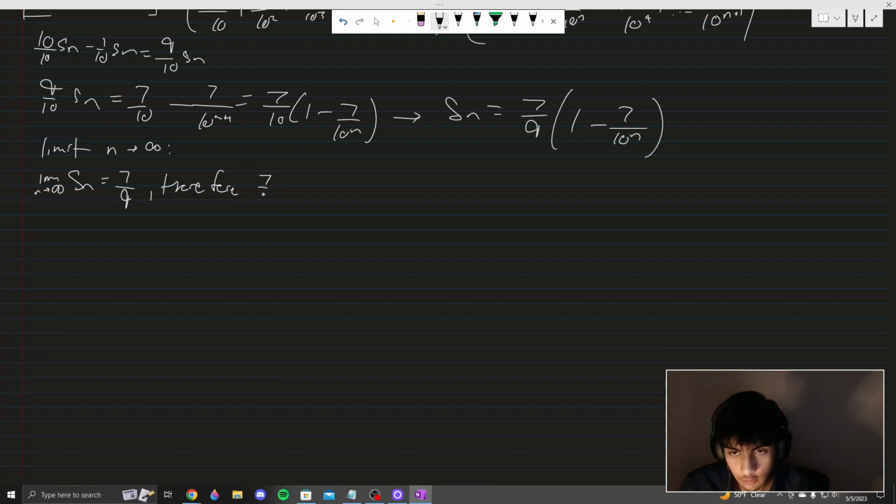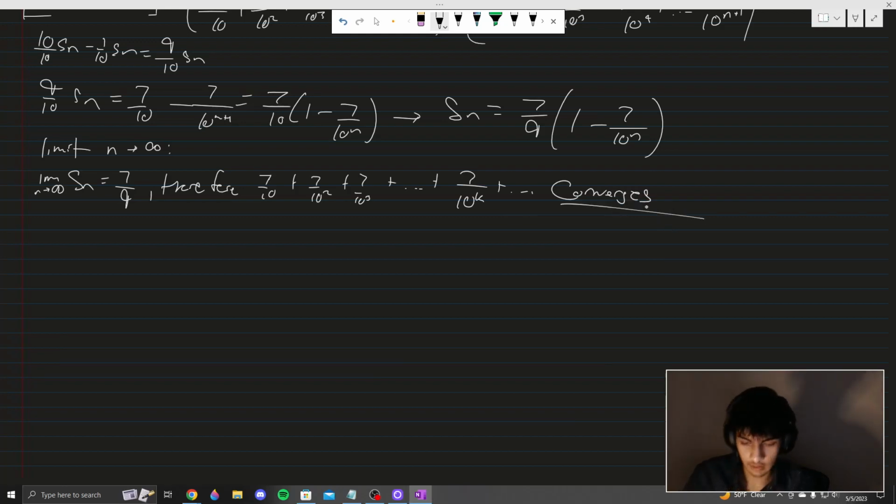7/10 plus 7/10 squared plus 7/10 cubed plus ... plus 7/10 to the k plus ... converges. Okay, because we get a finite value L, which is 7/9.